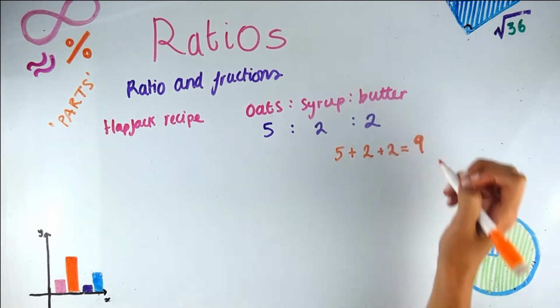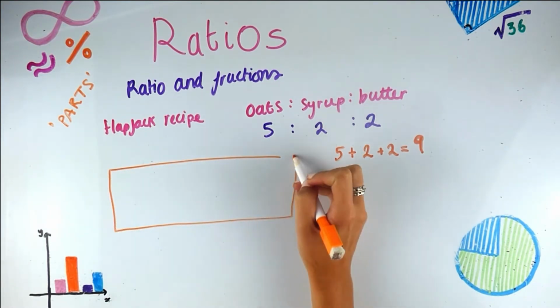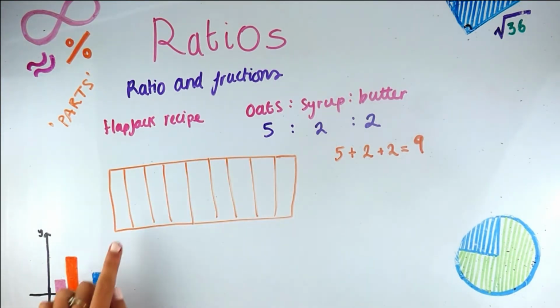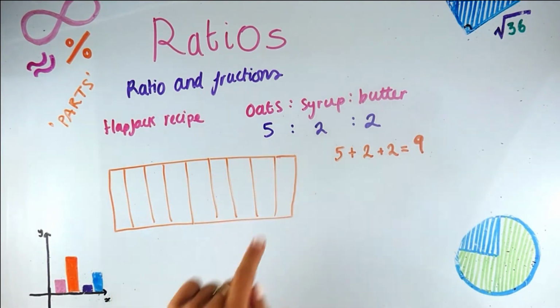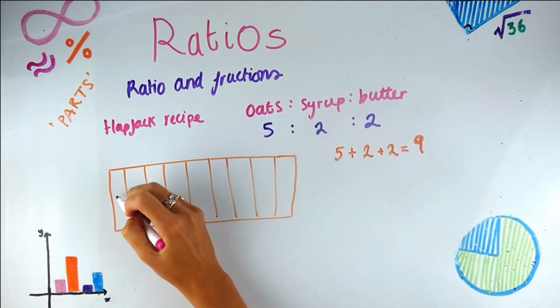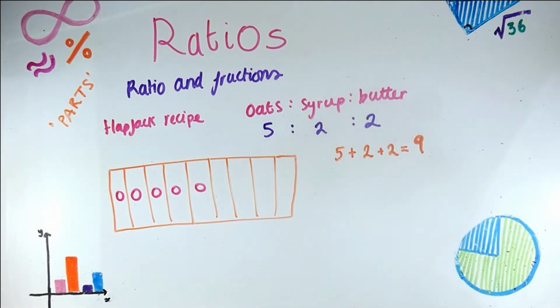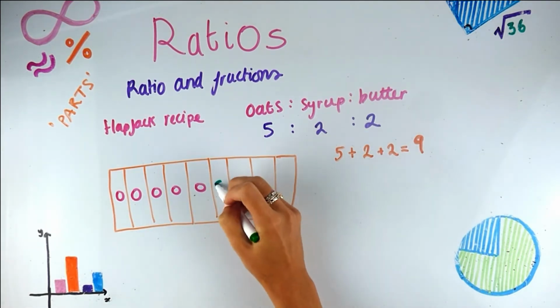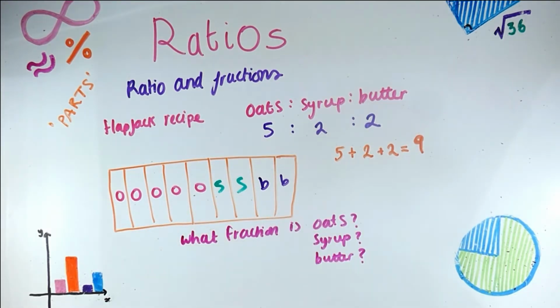So if I was going to visualise this, let's say this was my mixing bowl, which is a weird shaped mixing bowl. I have 9 parts here, so 1, 2, 3, 4, 5, 6, 7, 8, 9. 5 of which are oats. So I'm going to give them an oat, 2, 3, 4, 5. So those 5 are oats, 2 of which are syrup, and 2 of which are butter. Okay, so let's pretend that's my mixing bowl and I've got my ingredients in. So the question is, what fraction is oats, or what fraction is syrup, what fraction is butter?